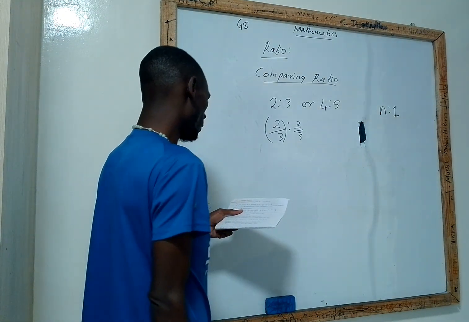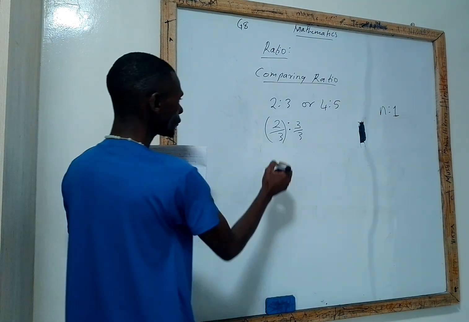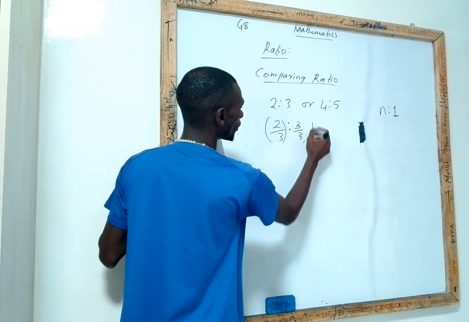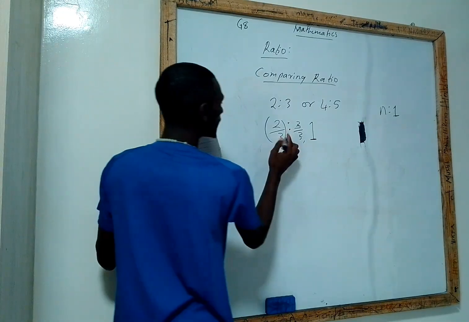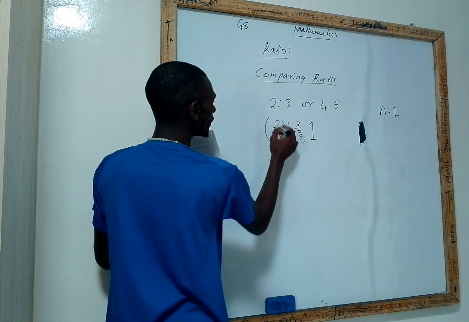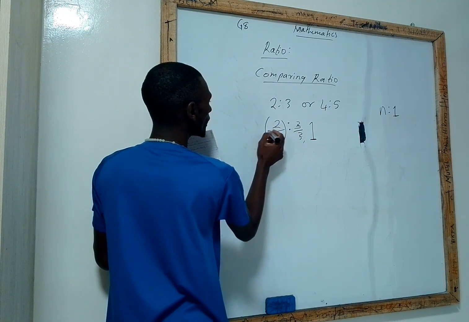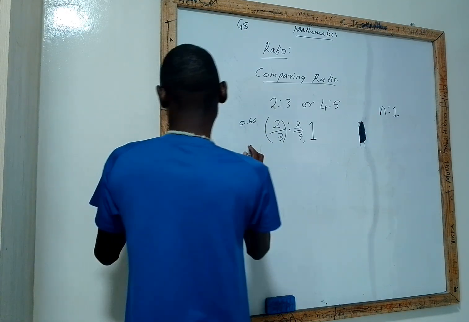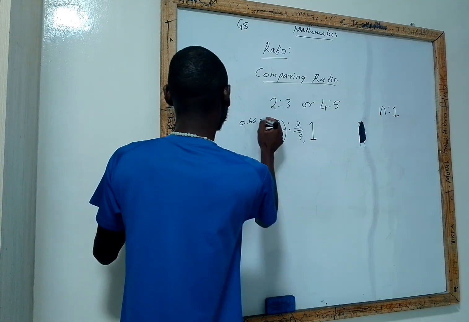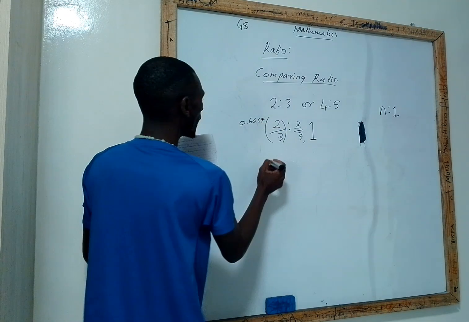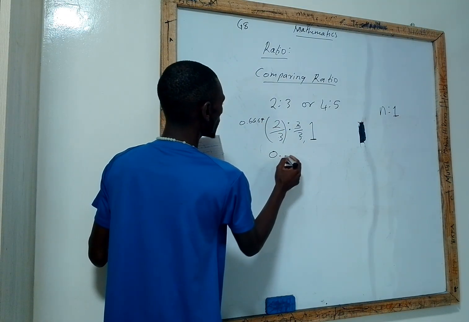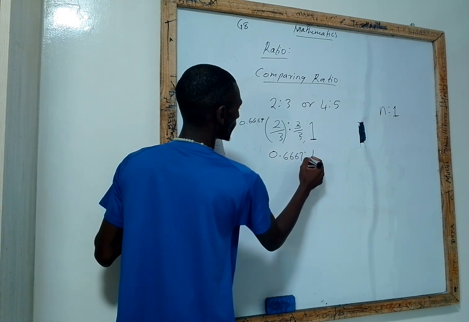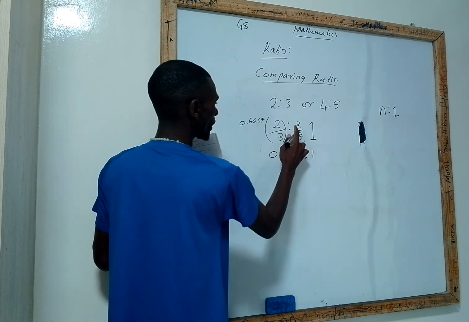Once you have that, you are told to divide both sides by 3. If you divide this one by 3, you will get one whole. If you divide this 2 by 3, you will get 0.6667. So you will have 0.6667 to ratio 1. That is for this one.